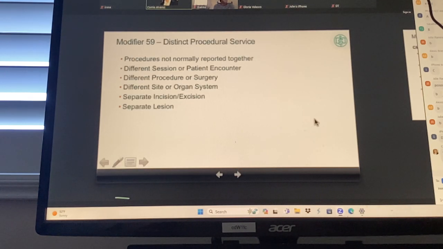Modifier 59 is a distinct procedural service. So you do something on the left and the right, or you're doing two things on the left that are separate and apart from each other. Sometimes you're doing surgeries that are totally unrelated. It's not like a primary or a secondary situation. And then you can use a modifier 59. Most of us use this though.